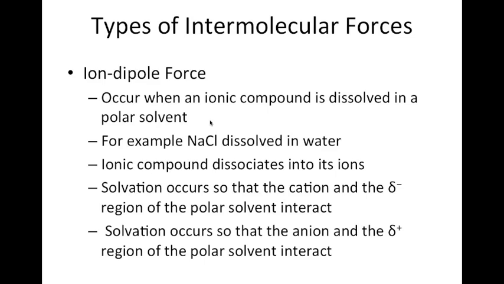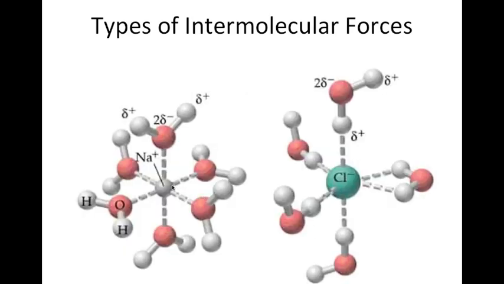The final type of intermolecular force is an ion-dipole force. Basically, this occurs when you dissolve an ionic compound in a polar solvent, such as putting sodium chloride into water. The sodium chloride dissociates into its ions, a positive sodium and a negative chloride ion, and then the polar solvent is able to interact with the positive cation and the negative anion by forming ion-dipole interactions. Here you can see a picture of this.